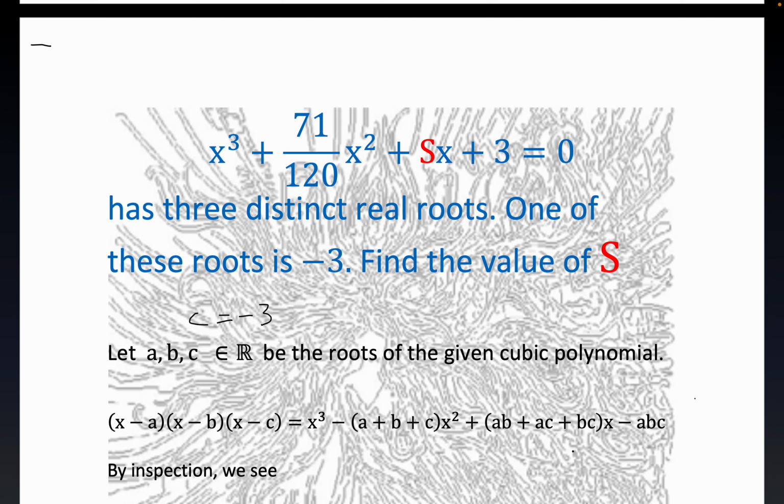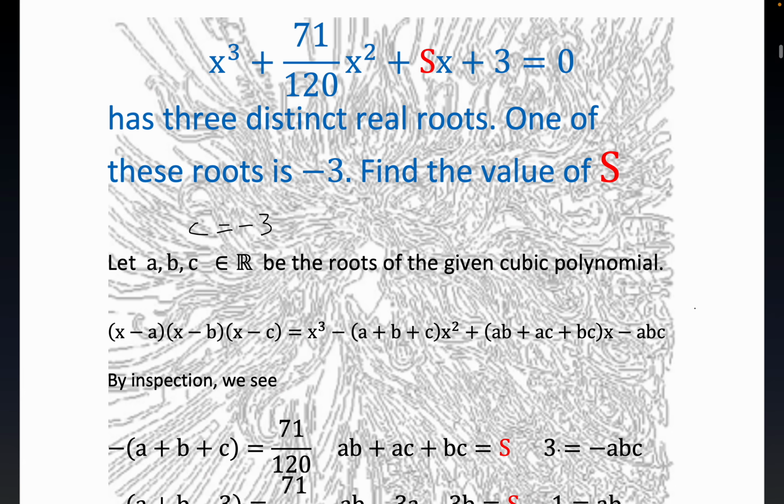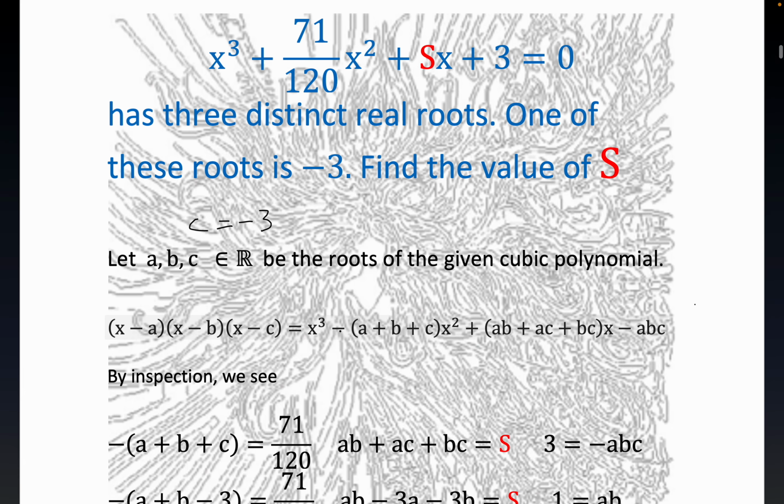Okay, so we can work with that by just equating the coefficients, and that's what we do right here. Notice that we take this coefficient, minus the sum of the roots, and set it equal to 71 over 120, the coefficient in the polynomial of interest. Then the pairwise products are equal to s, and that's ultimately what we're trying to find. And finally, 3 is equal to minus abc, as we're just equating this constant term with 3 right here.